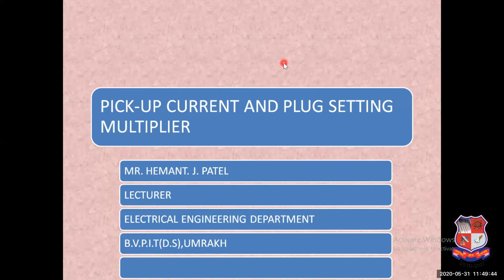Friends, today I am going to explain some terms related to relay settings. In power systems, relay plays a crucial role. So now we will understand two terms: pickup current and plug setting multiplier.